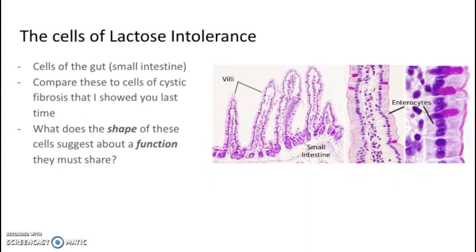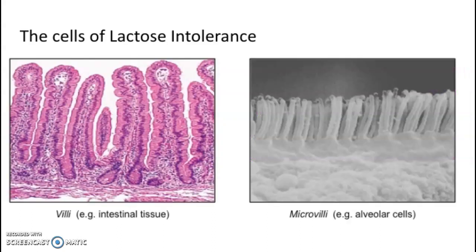But really consider this question. What does the shape of these cells suggest about a function they must share? So think about what happens in the small intestine. And then think about what happens in the lungs. And what's the job of those two things? And then how does that relate to the shape is ultimately my question.